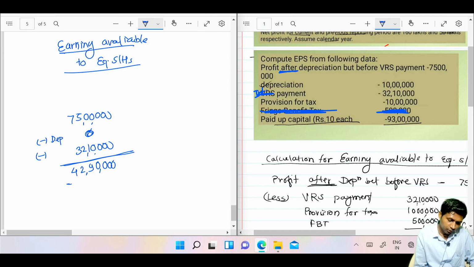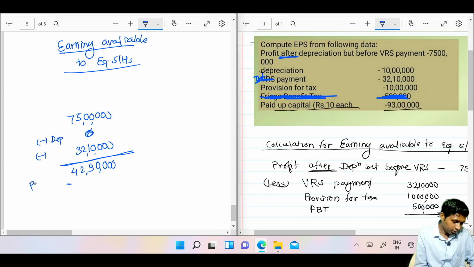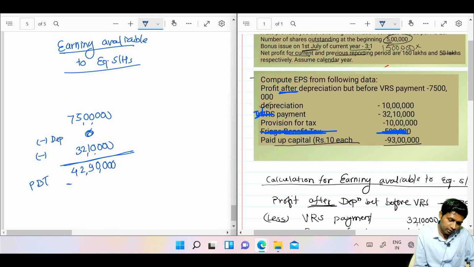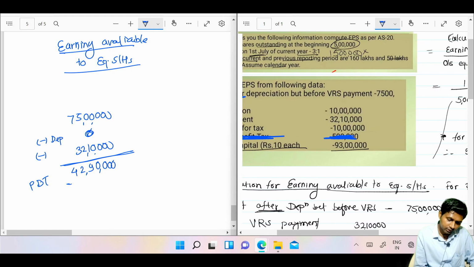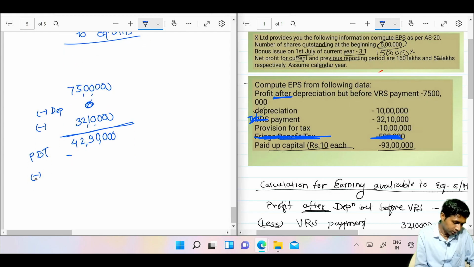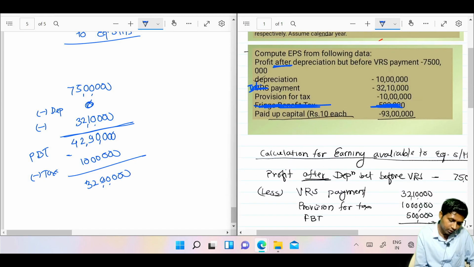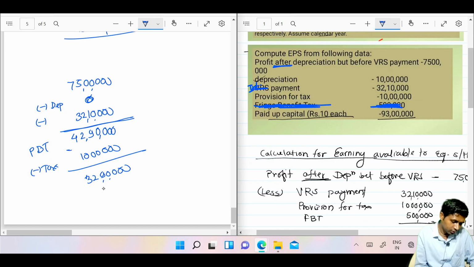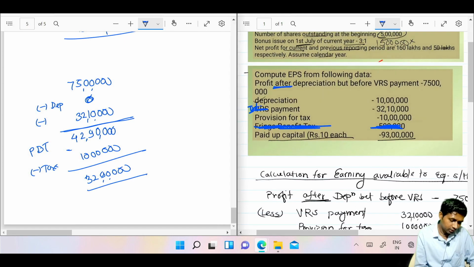Okay, now this is what? Profit before tax. And then what they are saying about the tax? Provision for tax 10 lakhs rupees. Let's say tax 10 lakhs. Finally you will get what? 3290. And then have they given any preference dividend? No. Therefore don't consider. This will be your final, and then divided by number of shares.